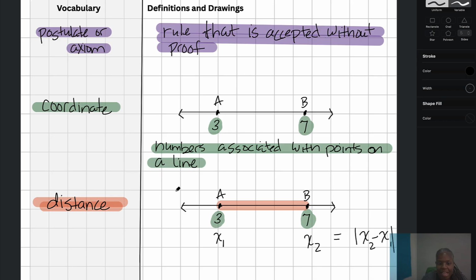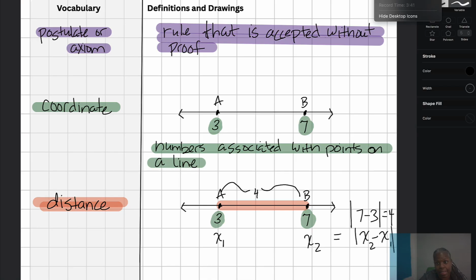In this case, the distance between points A and B would be 7 minus 3. Absolute value, if you remember, just makes a thing positive. If it's already positive, it stays positive. So the distance between these 2 points is 4. So that would be the distance or the length that we would say is associated with that, all right? So the distance is the absolute value difference between 2 coordinates. That's how you would say that mathematically.